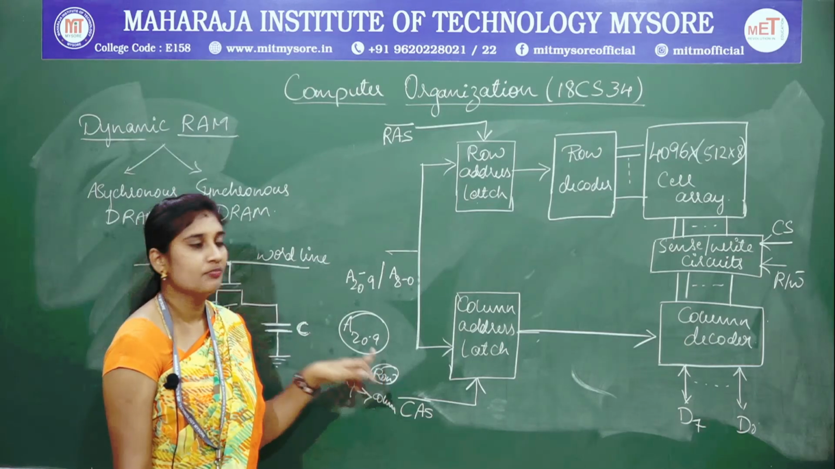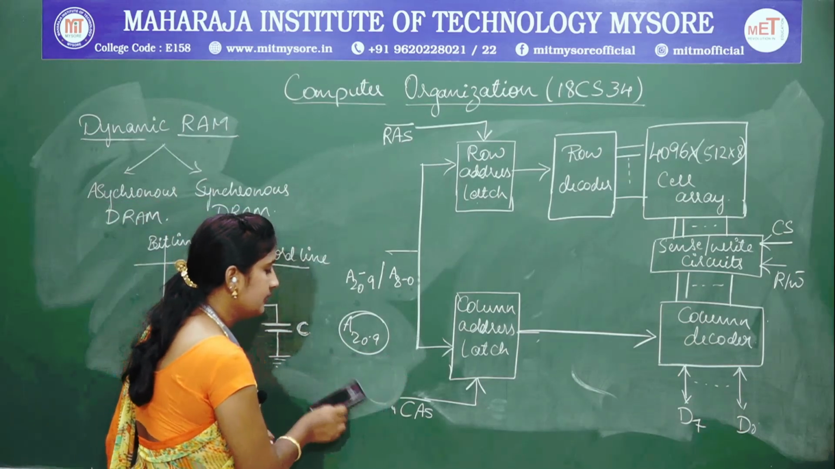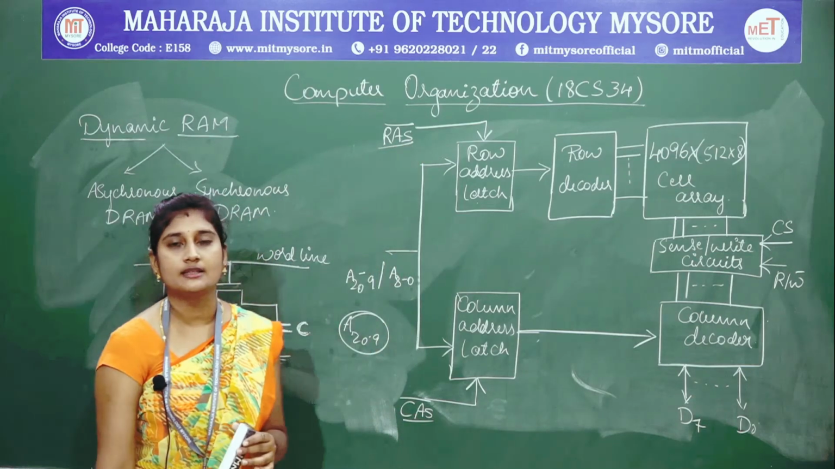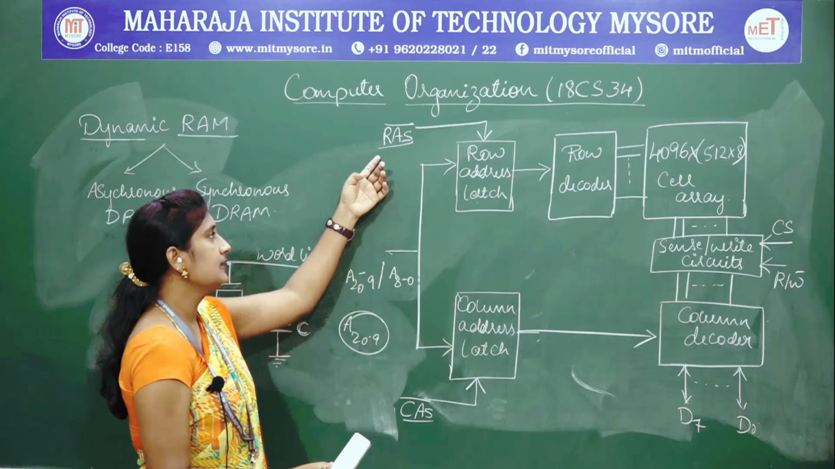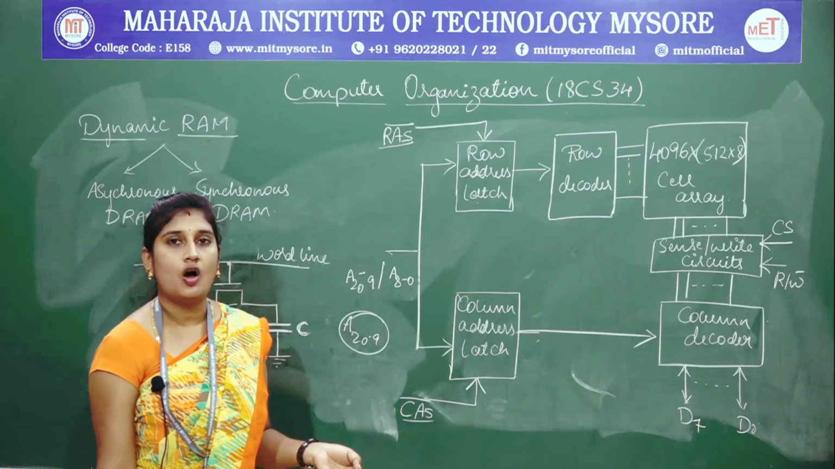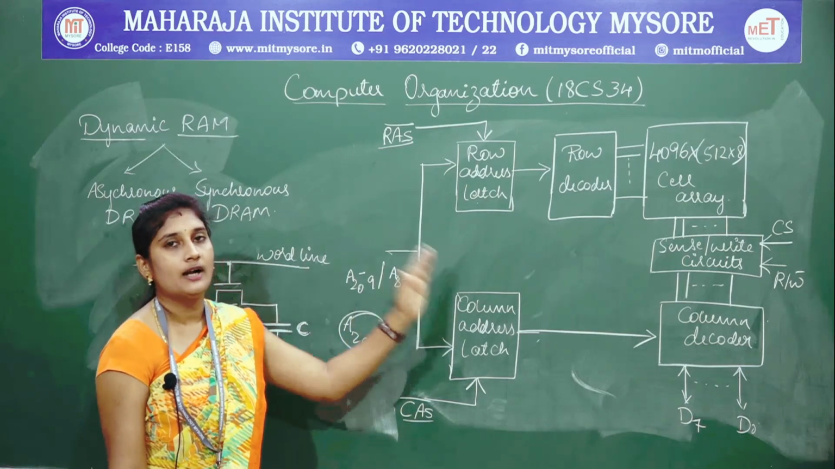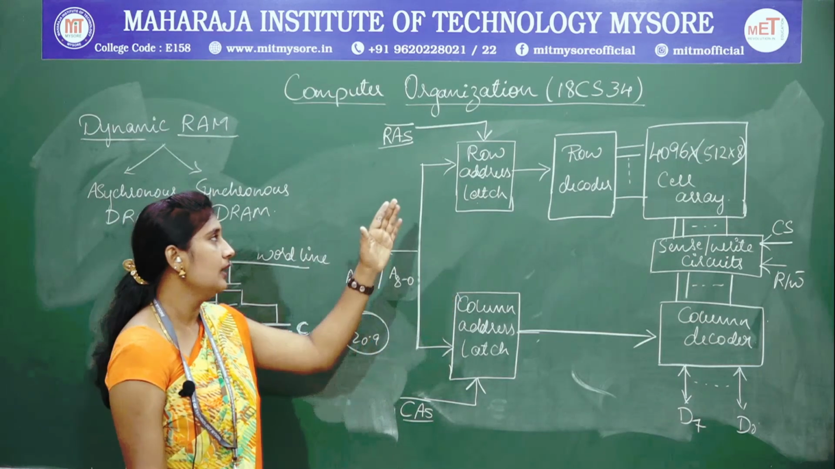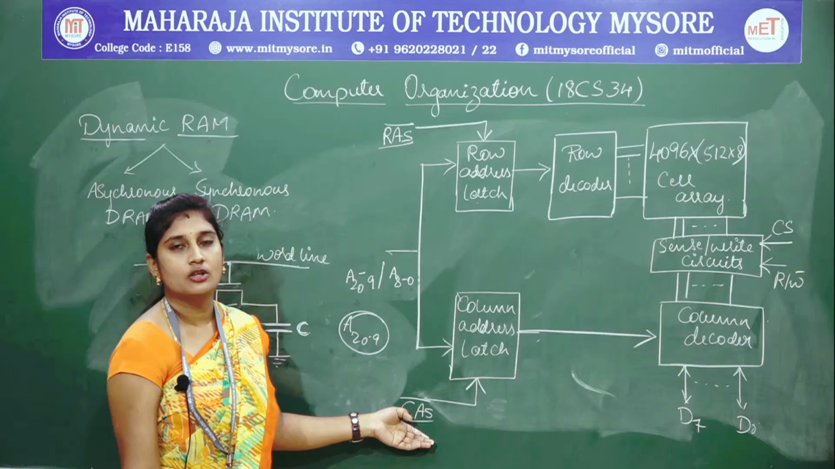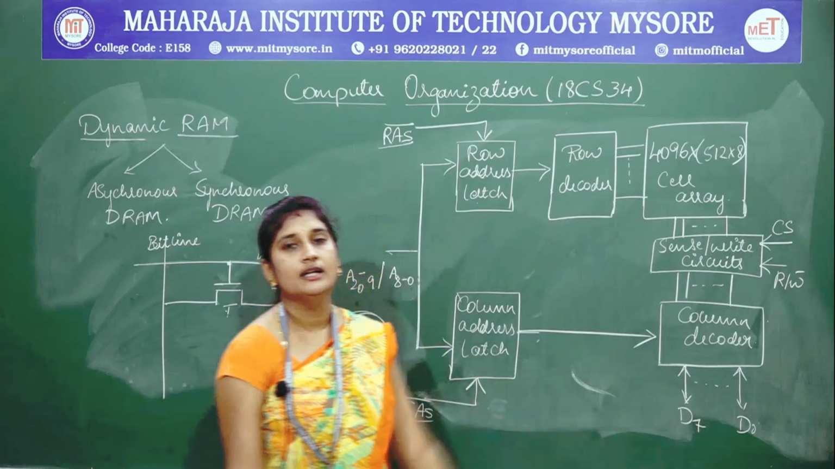And also two control signals you will be using in this organization, that is your CAS and RAS. What do you mean by CAS and RAS? See, RAS is nothing but a row address strobe and CAS is nothing but a column address strobe. So these are the two control signals. Whenever the address is being sent to the particular latches, that is your row latch and your column latch, then the RAS and CAS will be initiated, and that will be sent to the decoder.